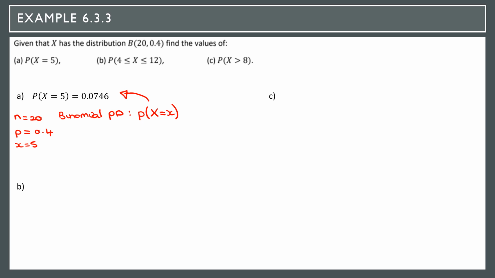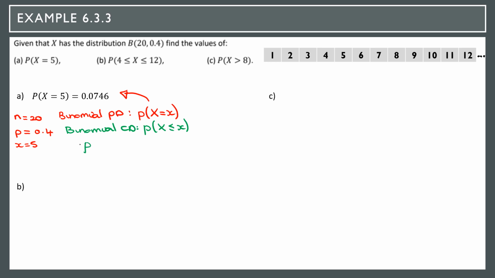So we could also use binomial CD. We just need to remember here that binomial CD finds the probability that x is less than or equal to a given value of x. So that gives us the sum of all the individual probabilities up to and including the given value of x in our calculation. So we want to find the probability that x is equal to 5, but we want to see if we can do this using the CD function on our calculators.